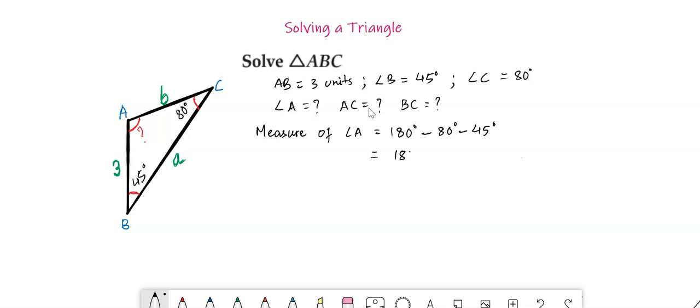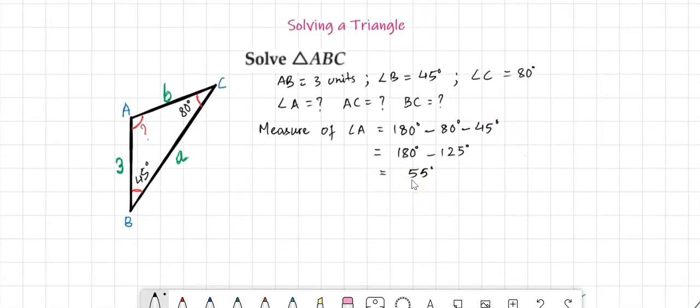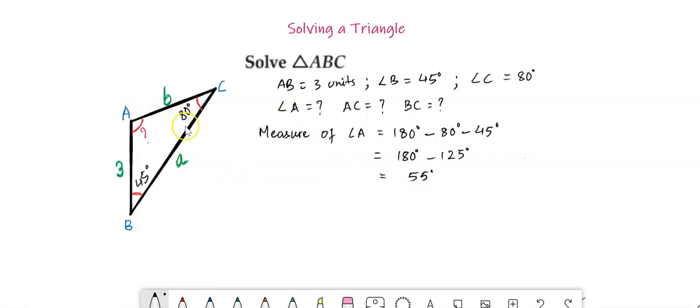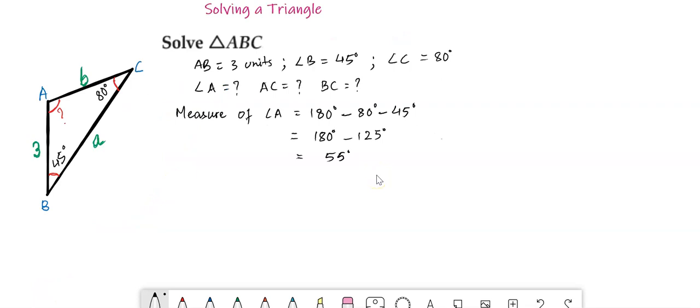So that is going to be equal to 180 minus 125 degrees. So that's going to be 55 degrees, if I'm not wrong. Yeah. So once we find the angle measure of angle A, now we can find the length of the sides AB, AC and BC using the law of sines.